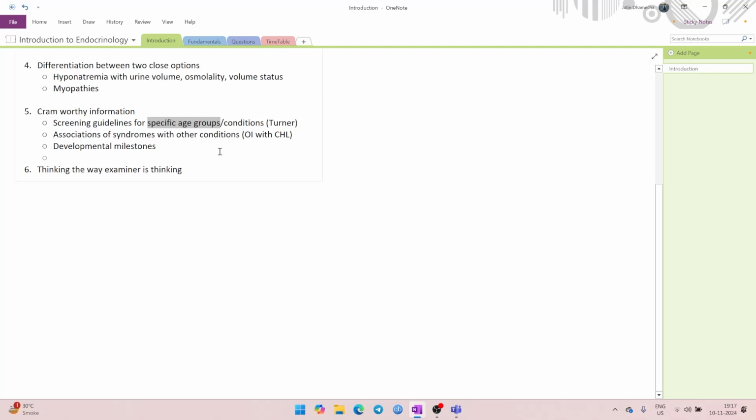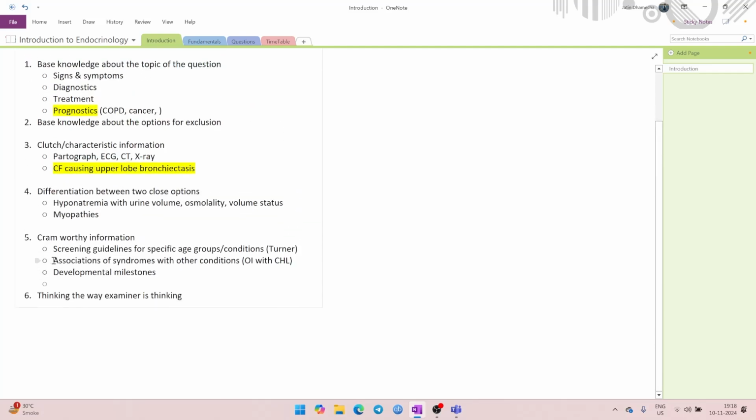So the specific age groups will be children, then it could be some syndromes like Turner syndrome, in which you have to do additional screenings. Then there could be associations of syndromes with other conditions. So what we talked about here, like cystic fibrosis causing upper lobe bronchiectasis, that's characteristic information that you have to remember. It is cram-worthy information.